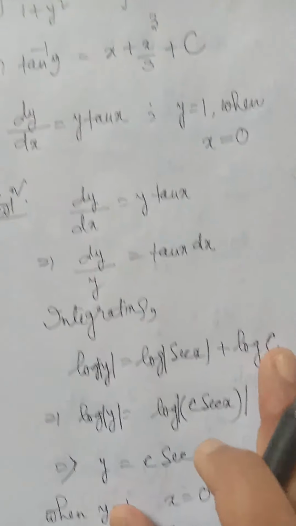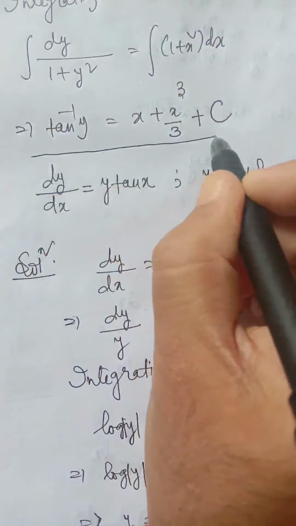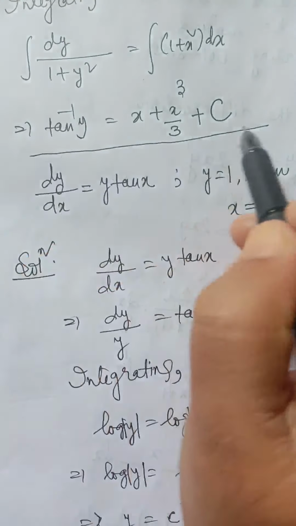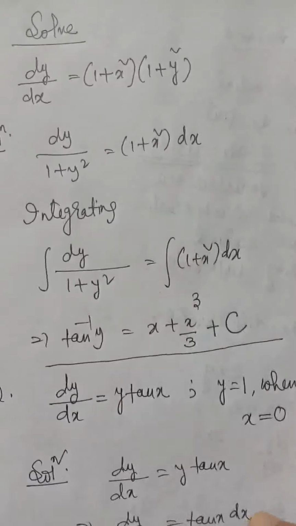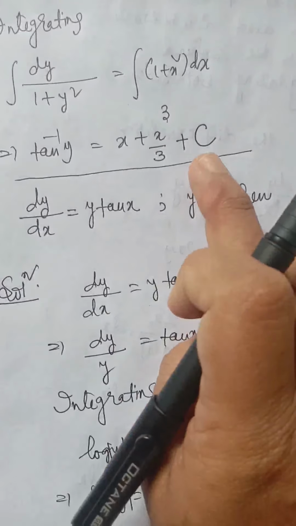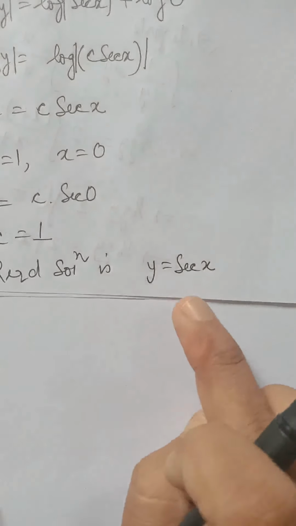Now in the last question you can see this is the solution, and c is an arbitrary constant. This is called general solution of the differential equation. If we find the particular value of c using a given condition like this, the solution will be called particular solution.